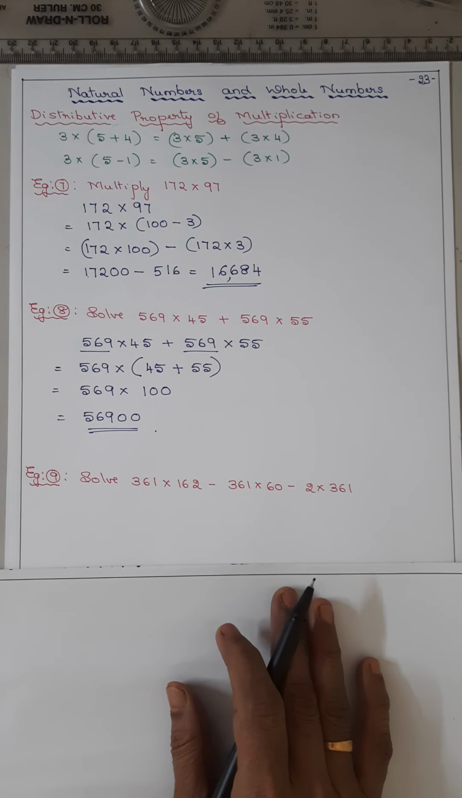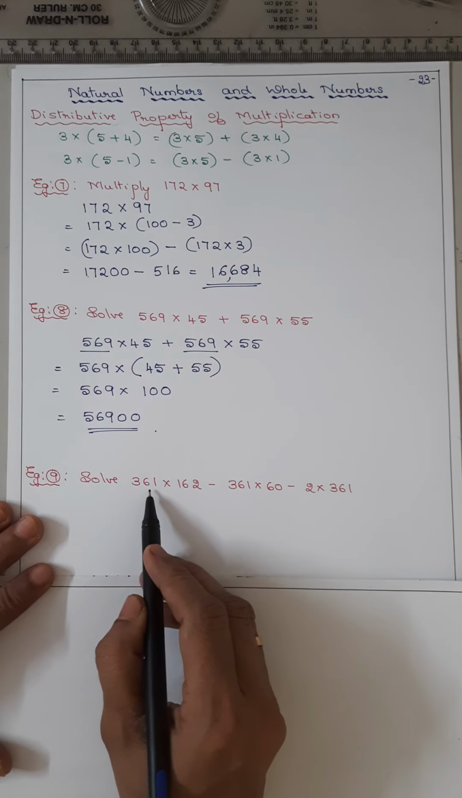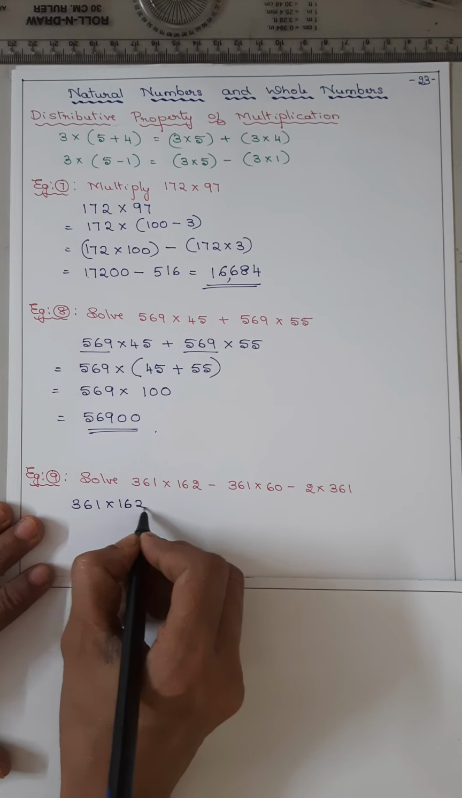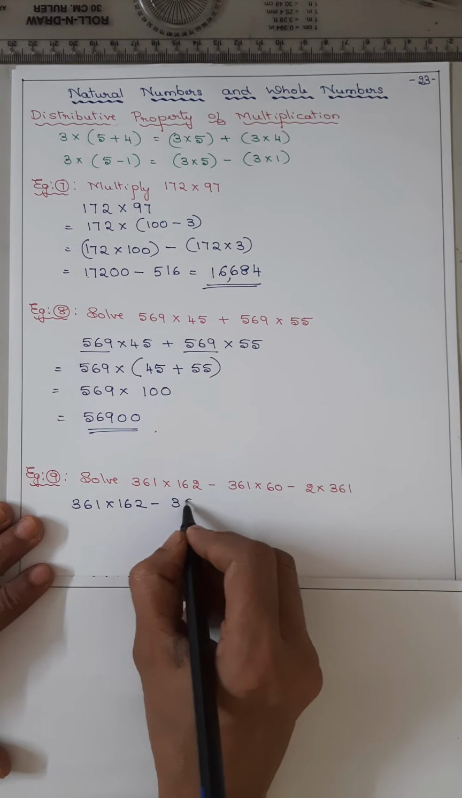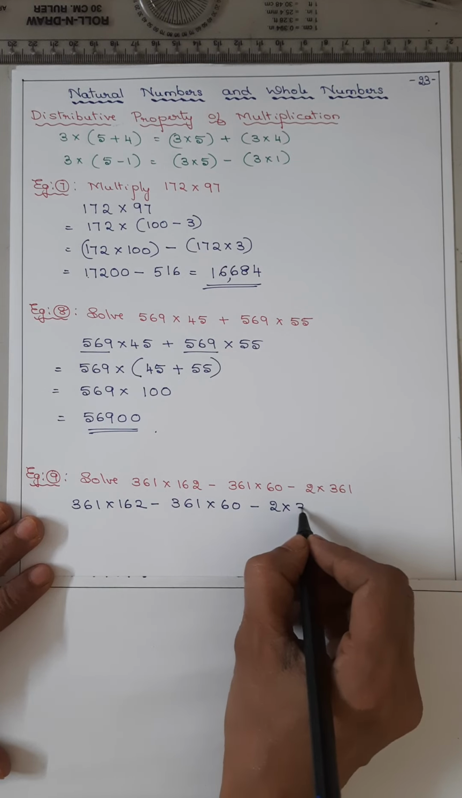Now coming to the example 9. It is 361 into 162 minus 361 into 60 minus 2 into 361.